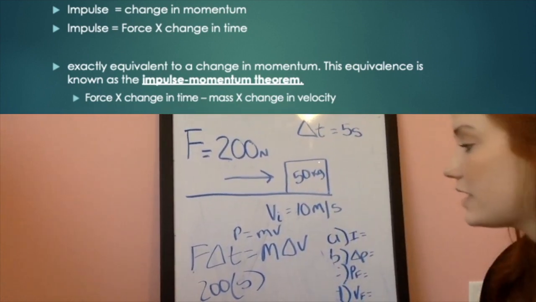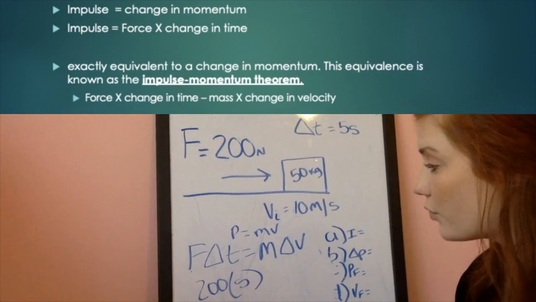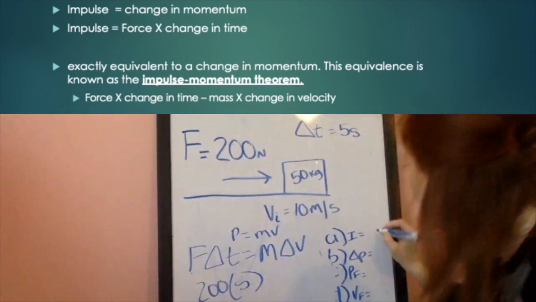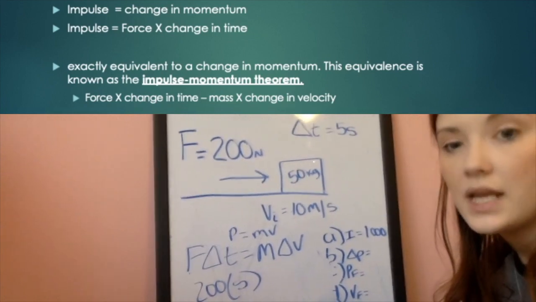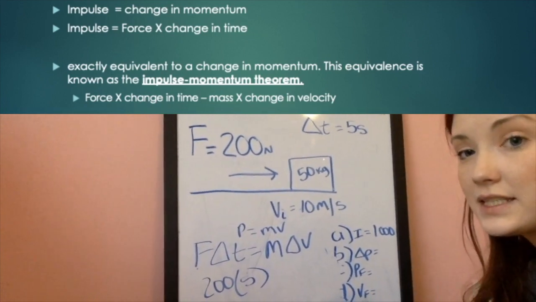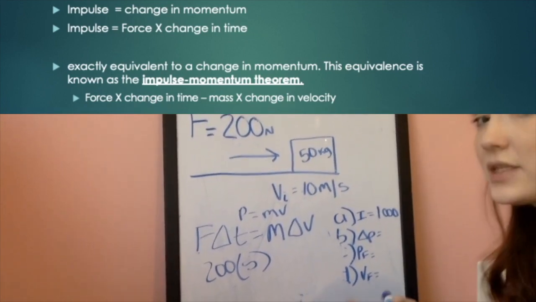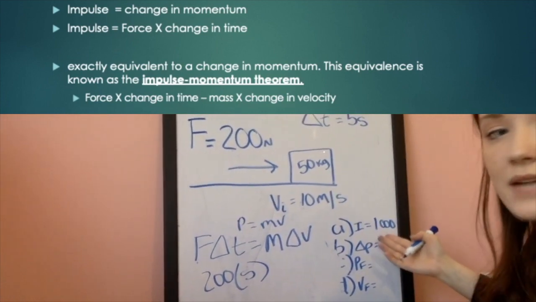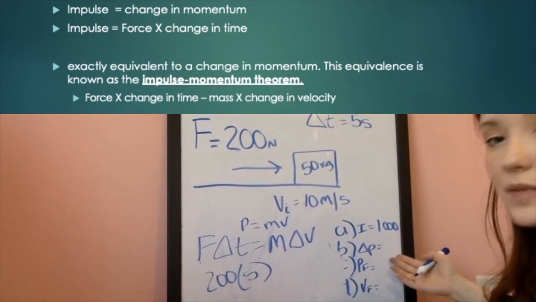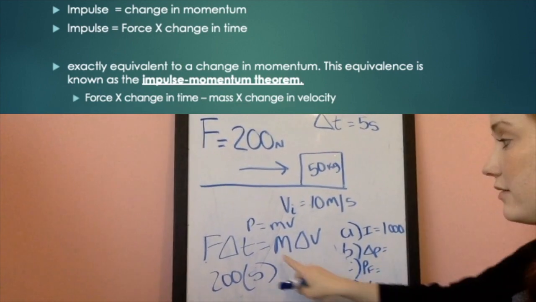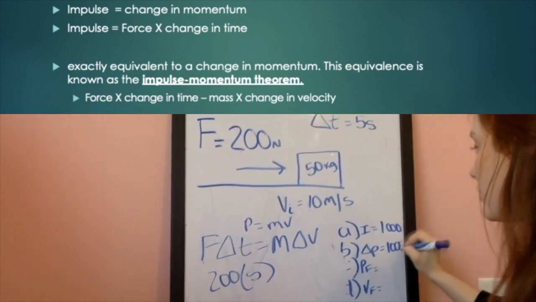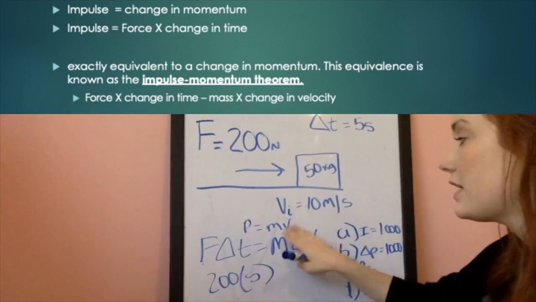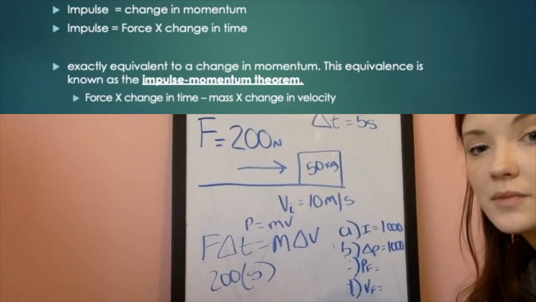So that is going to equal what? It's going to equal 1,000. So we already know that our impulse is equal to 1,000. Technically, the easiest way to solve for this problem is, if we know our impulse is equal to 1,000, then we already know our change in momentum is equal to what? 1,000, right? We know that these two things have to equal each other because of the impulse momentum theorem.